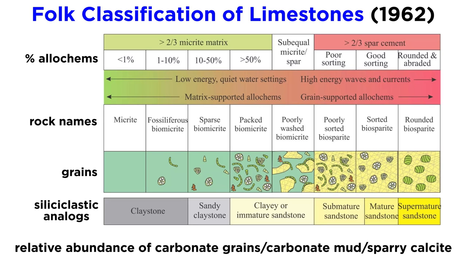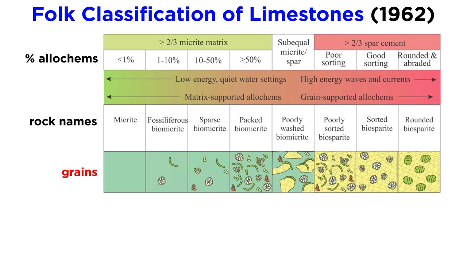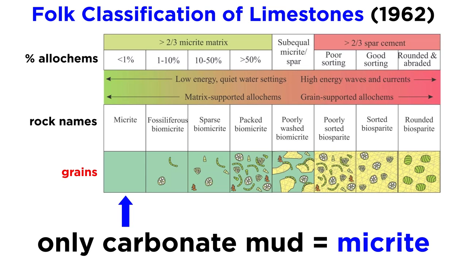It is based on the relative abundances of carbonate grains, carbonate mud, and sparry calcite cement. For example, if a limestone contains more carbonate mud than sparry calcite cement, it is classified as micrite. If instead it has more sparry calcite, it is classified as sparrite. Next, you determine the dominant type of carbonate grain present, if any. A rock composed entirely of carbonate mud is simply called micrite.